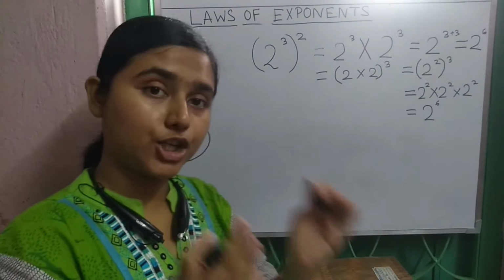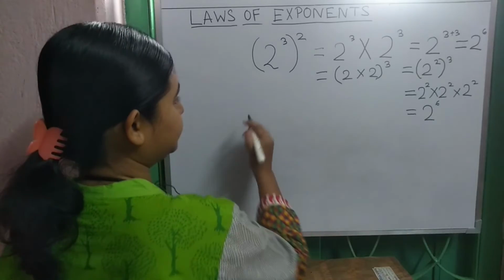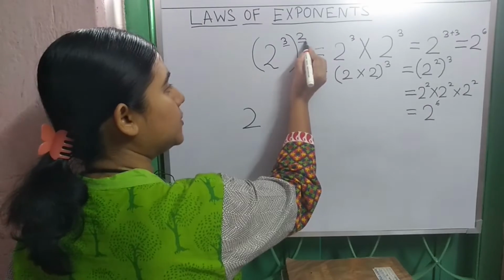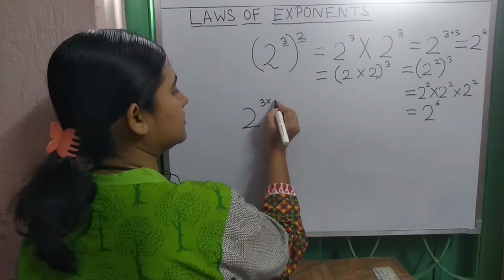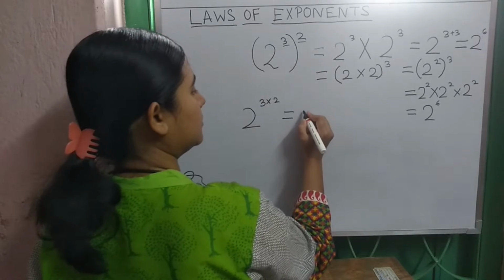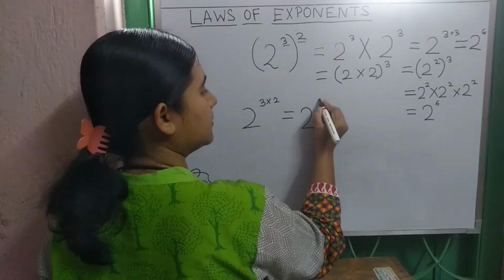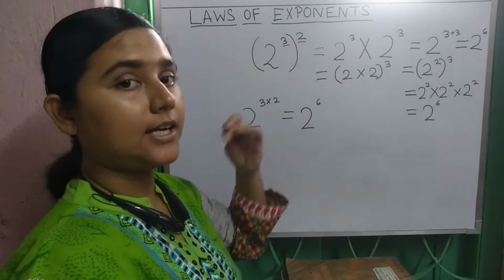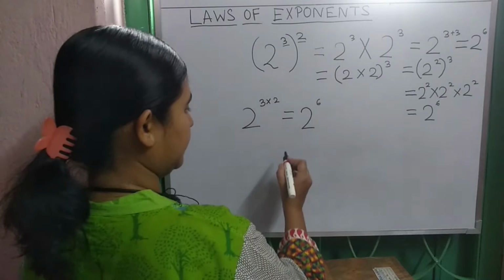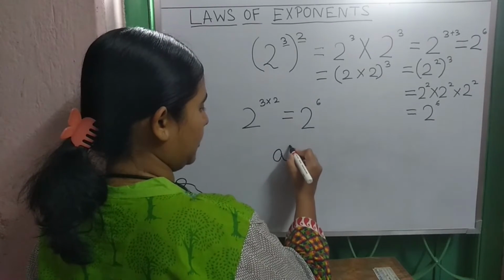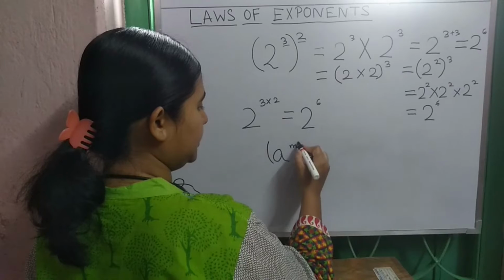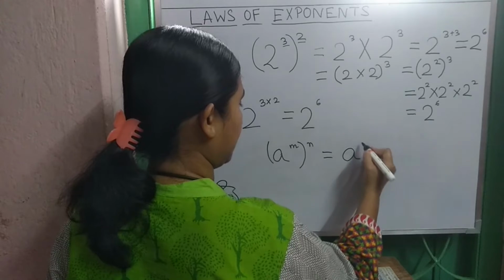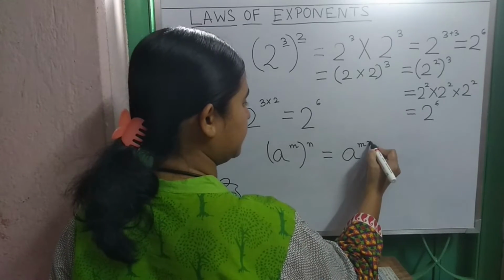But we have a shortcut. What is it? We can just multiply these 2 numbers, and we are done. So from here we can conclude a formula: suppose a to the power m, whole to the power n, then we can write it as a to the power m times n.